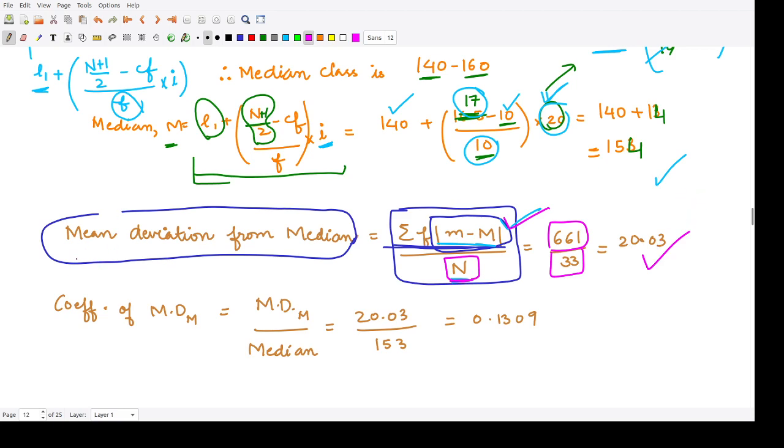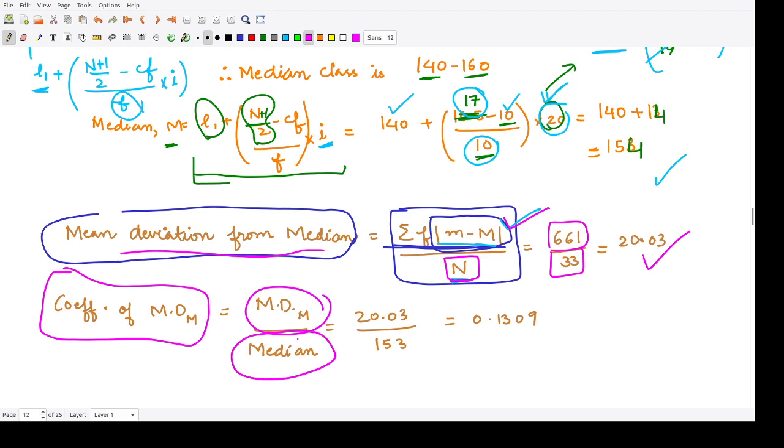Next is the coefficient of mean deviation about median. This is obtained by dividing the mean deviation from median by the corresponding median. The median we calculated was 154 and mean deviation about median is this quantity 20.03. So from here you got this value, right?